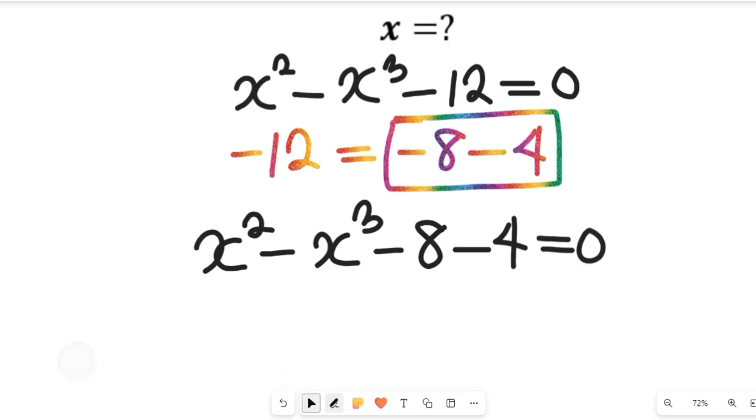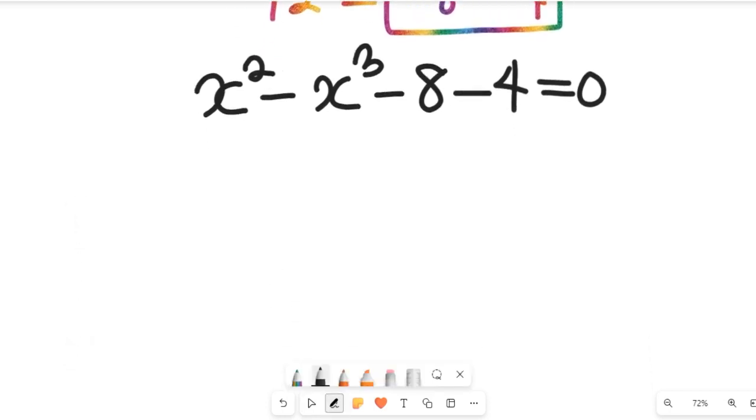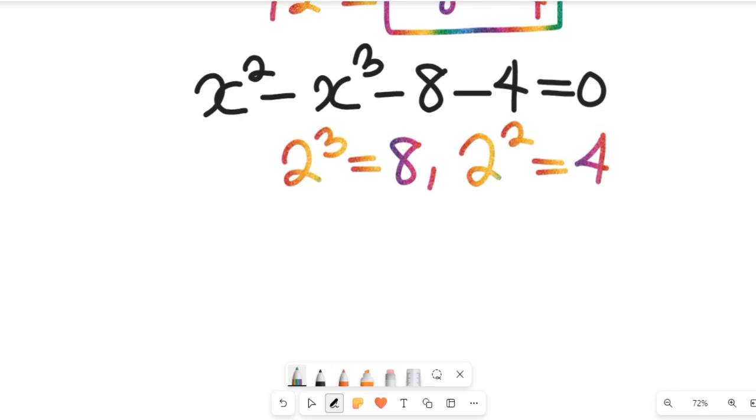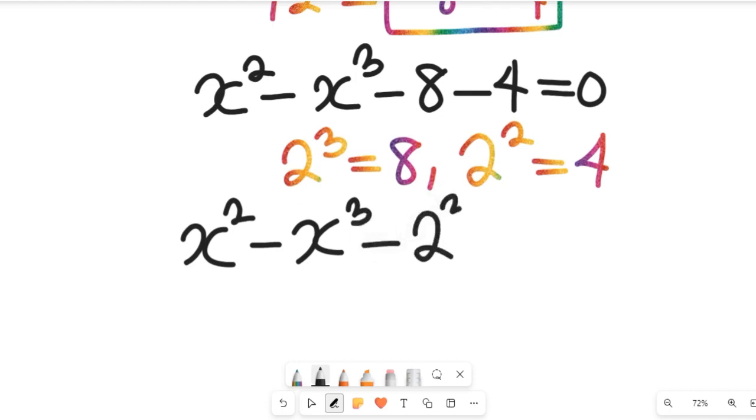Great. Now, having gotten this expression, what do we do next? The next thing we need to do is to realize the fact that 2 to the power of 3 is equal to 8, right? And then 2 to the power of 2 is equal to 4. So we will replace that in that expression. If we replace that, we're going to have x to the power of 2 minus x to the power of 3 minus 2 to the power of 3 minus 2 to the power of 2, and this will be equal to 0.